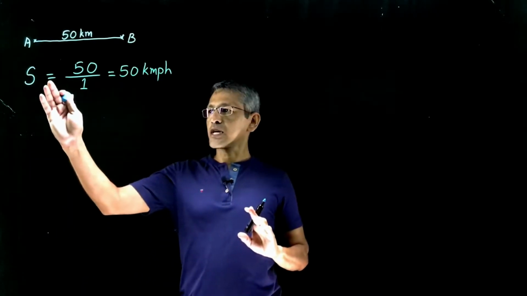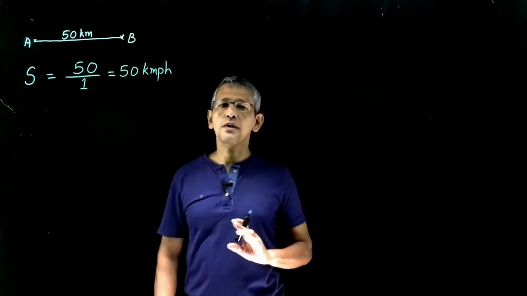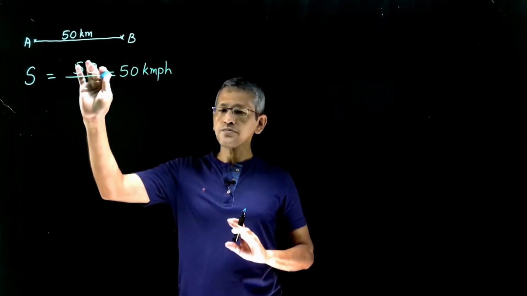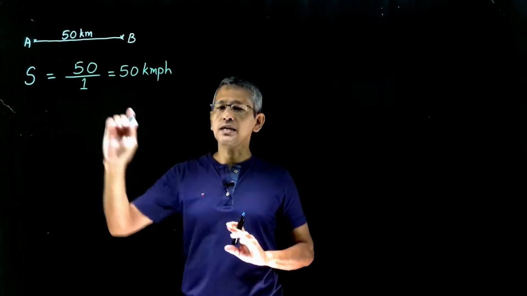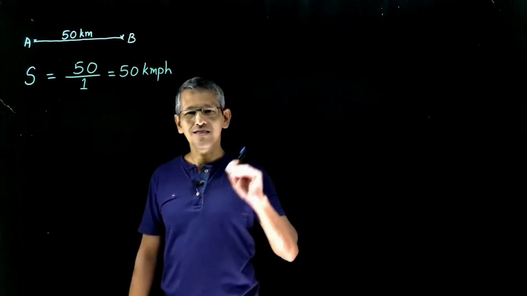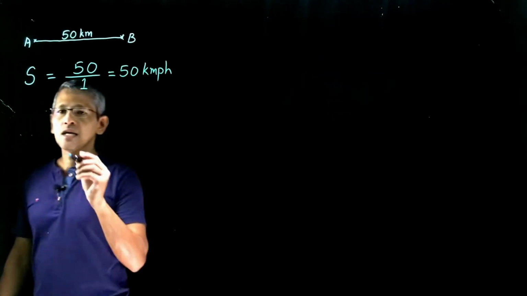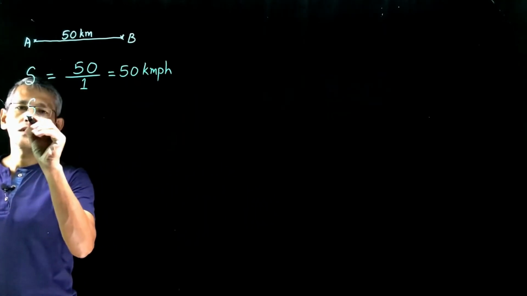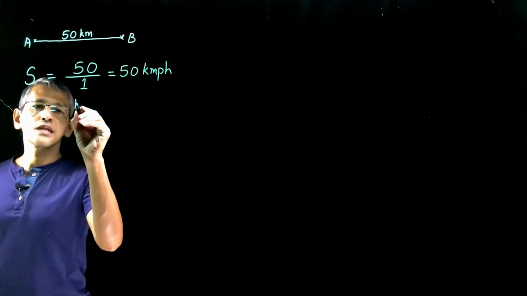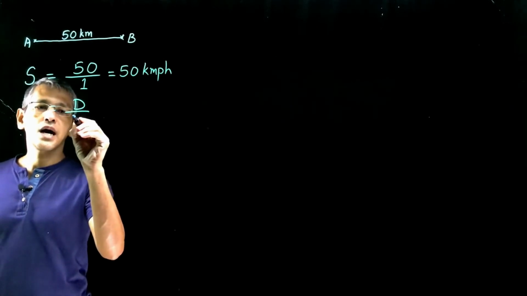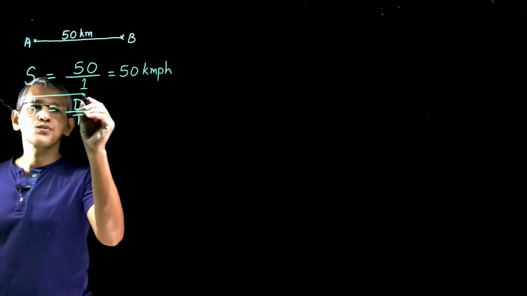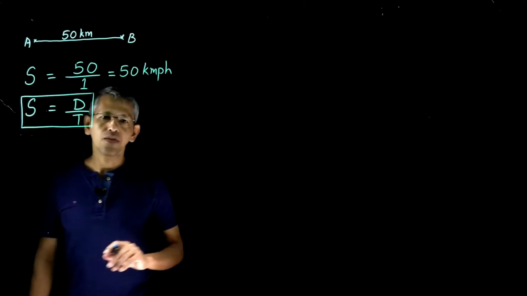In this case, speed is 50 kilometers per hour. So what have I taken? The distance divided by time. So in a simple way, we can say that speed is equal to distance by time. This is what it is. We'll take another example.